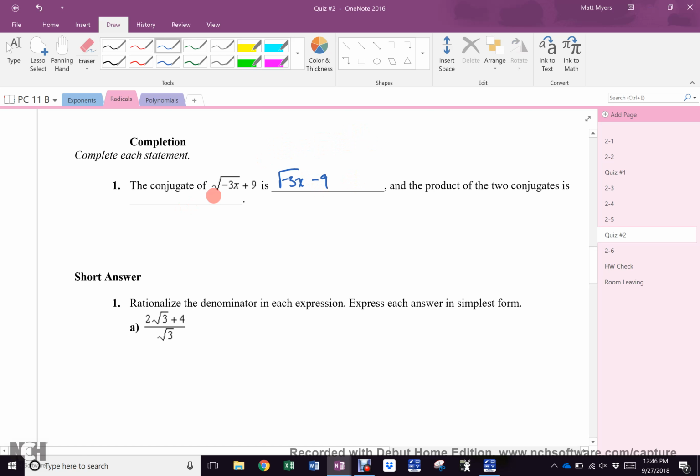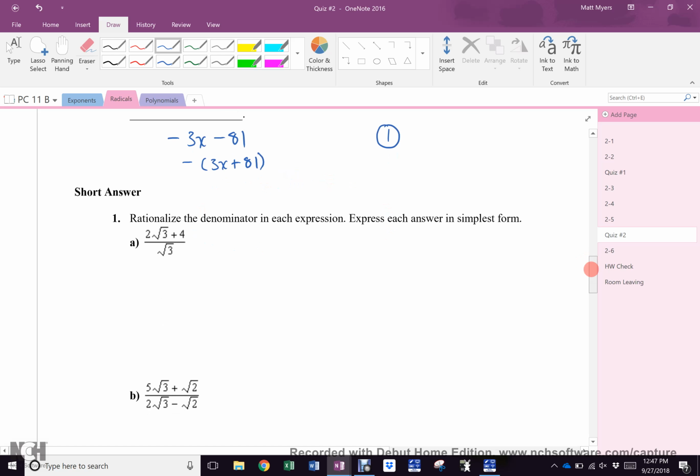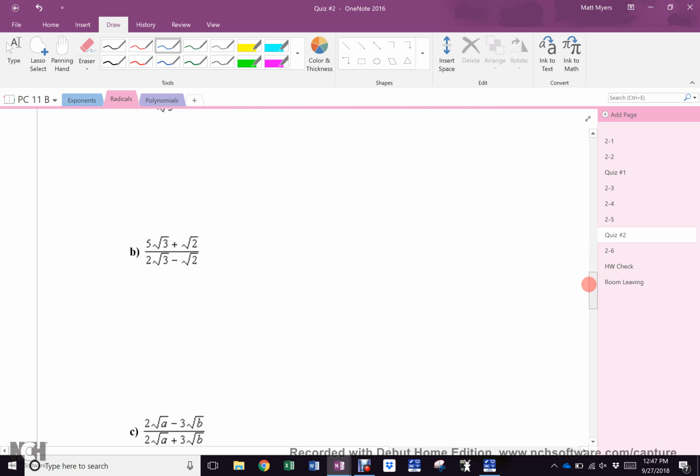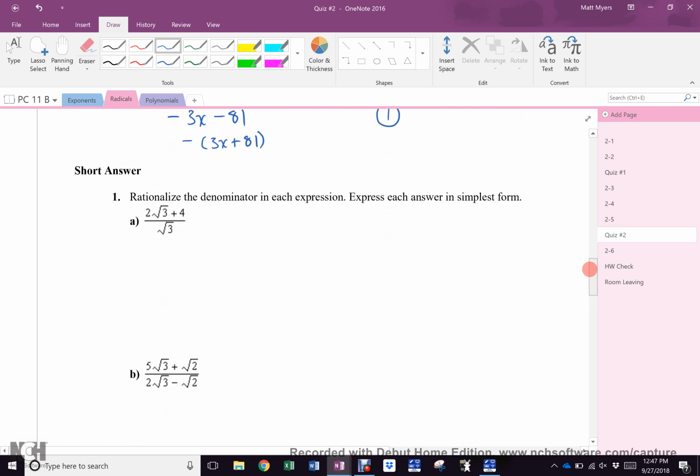And then the product of those two conjugates is negative 3x minus 81, or you could have had negative 3x plus 81. Both of them would be acceptable for 1 mark there, half a mark in each blank. All of these are worth 2.